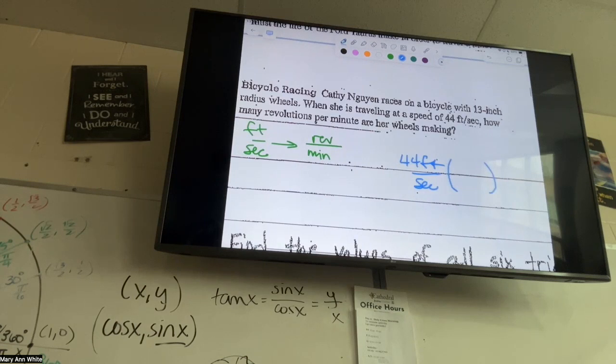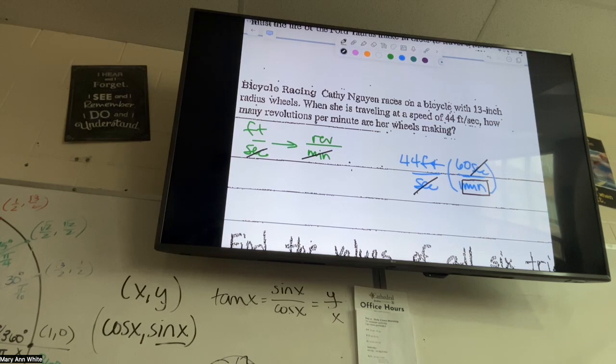Can we get rid of seconds and get into minutes? What am I going to multiply to get rid of that seconds? Good, 60 seconds over 1 minute. So then my seconds cancel and I'm in minutes, which is good because that's my end goal. So I've done seconds to minutes. Now I've got to work to get from feet to revolutions.